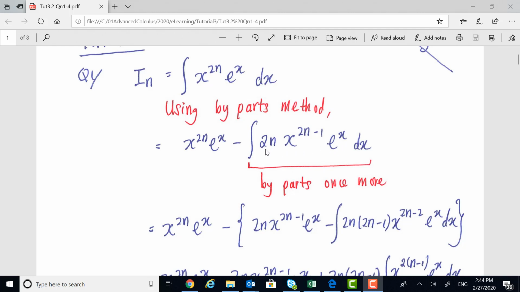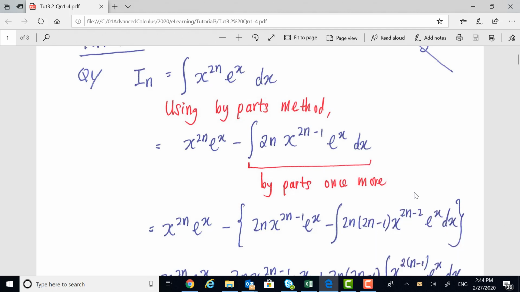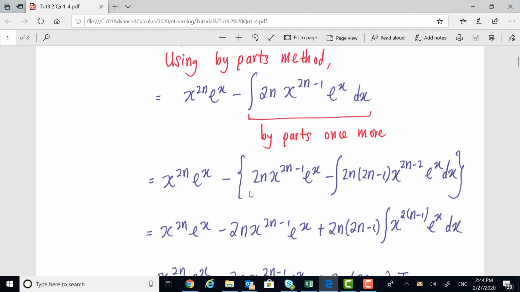So once again, by parts, I keep this term and then I integrate the e to the power x. Minus, I differentiate this. To differentiate this, the 2n is left unchanged. I bring down the power and then copy the same. The power is now less 1. And I integrate e to the power x, which is just e to the power x. Now I'm left with tidying up this expression.